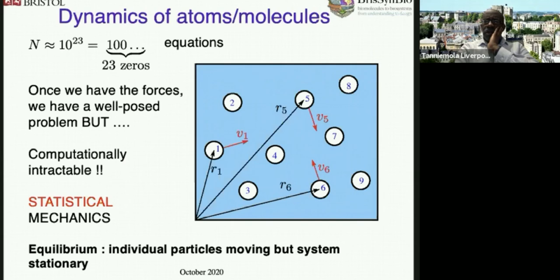We don't want to know what every single particle is doing. We want to know why it is that you have liquids and solids and gases. So the way to solve this problem is to use statistical mechanics.